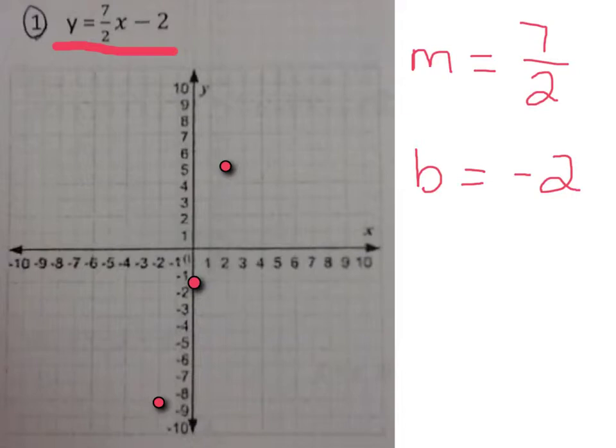Now I can simply draw a straight line through my 3 points. It is true that 2 points form a line, but I want you to graph 3 points to make sure it is actually a straight line and you haven't made a mistake.